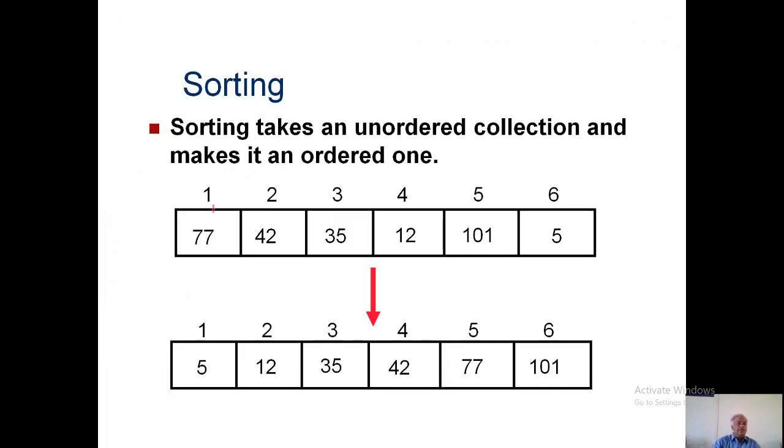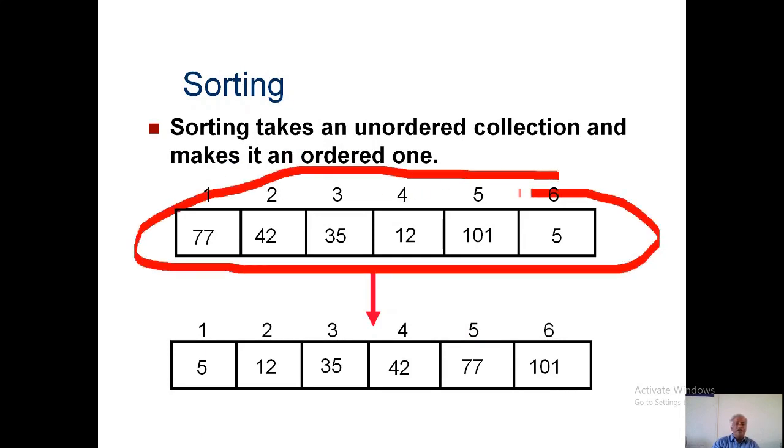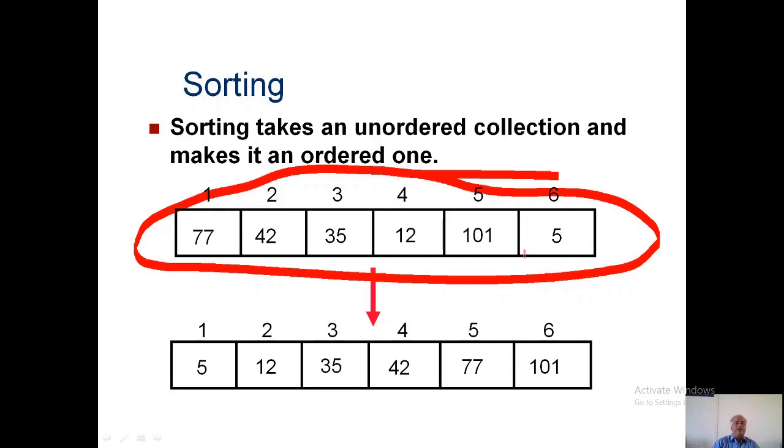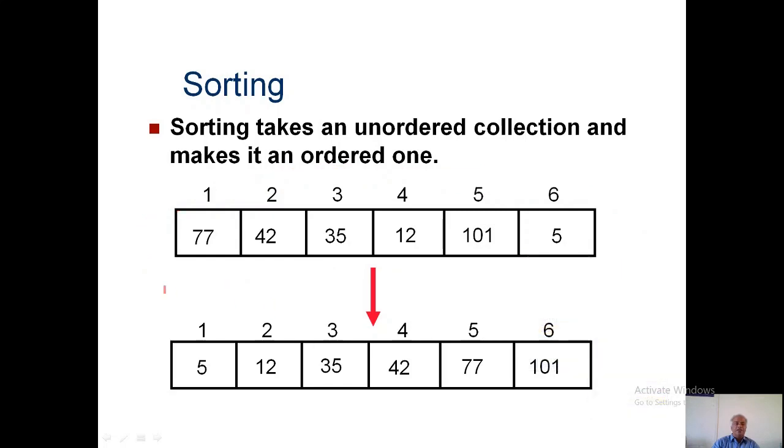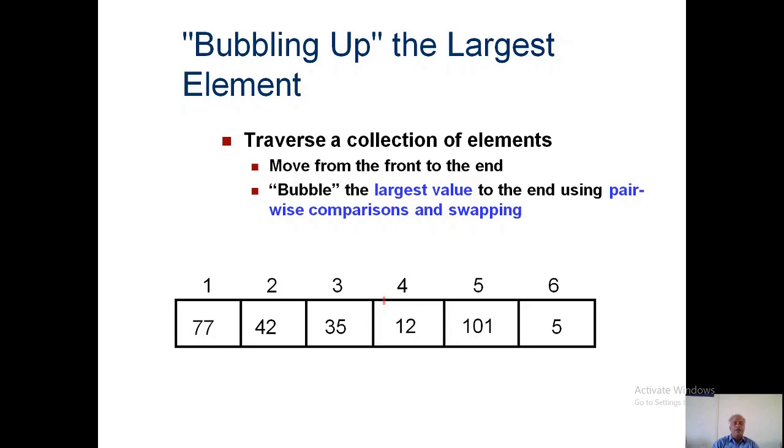Let us take this example: 77, 42, 35, 12, 101, 5, a total of 6 elements. I need to arrange all the elements using bubble sort or exchange sort. After the final n minus 1 pass, the elements must be in ascending order: 5, 12, 35, 42, 77, 101. How does it work? You traverse the collection from the start to the last element, bubbling the largest value up to the end by swapping.